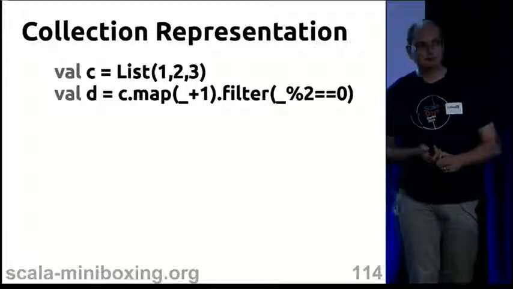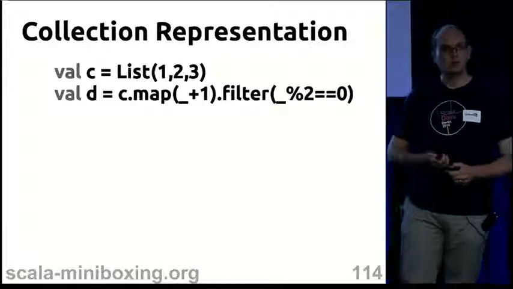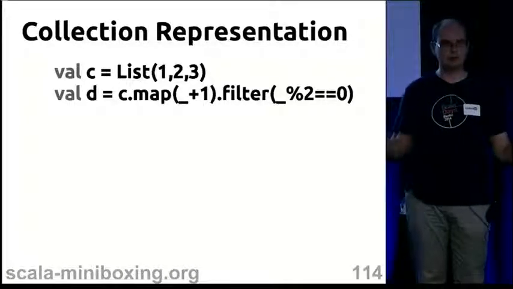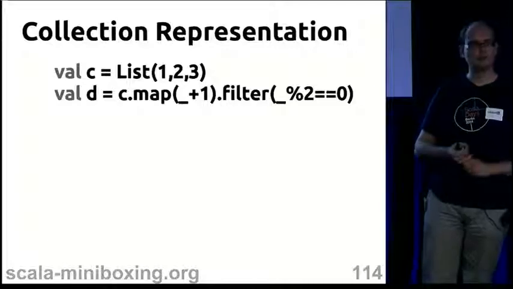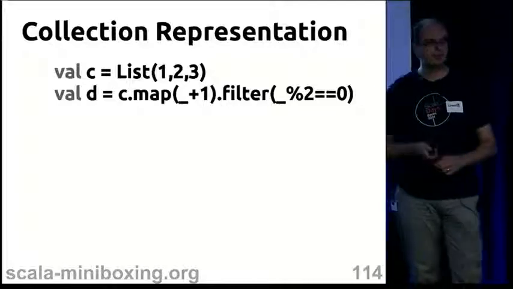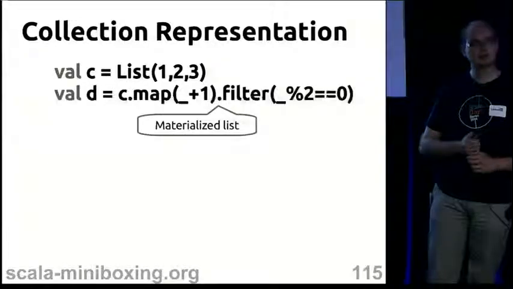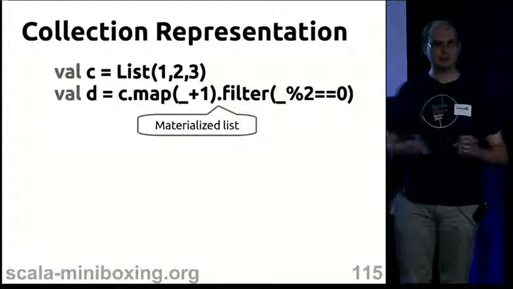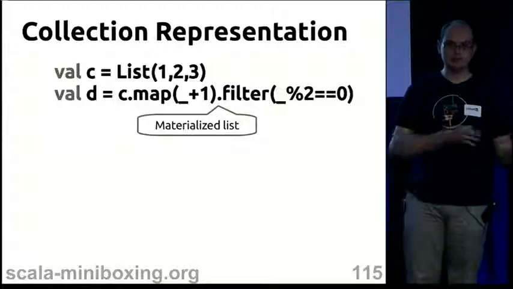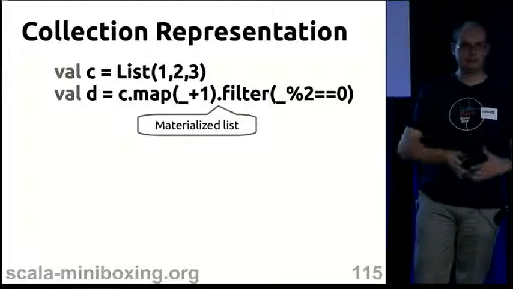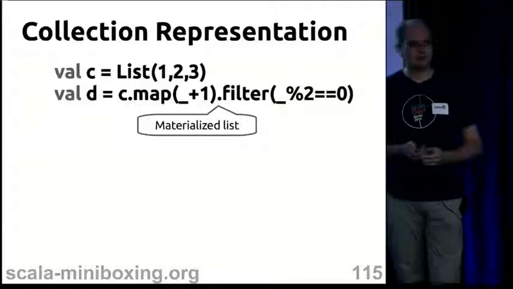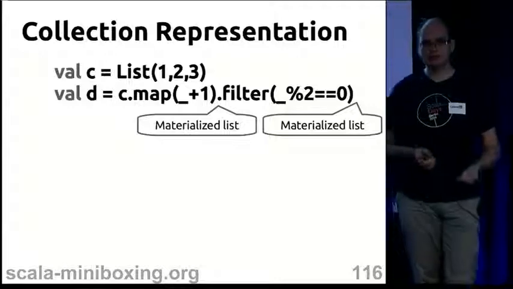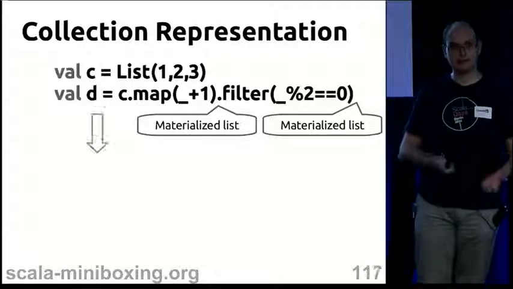So for example, let's take this code with a list of 1, 2, 3, a very simple list, three elements, and then map and filter. In this code, after the map, you need to materialize the list. And depending on your code, the original list might become garbage, so it will not be necessary anymore. And after the filter, you will need to materialize once again, creating more garbage.